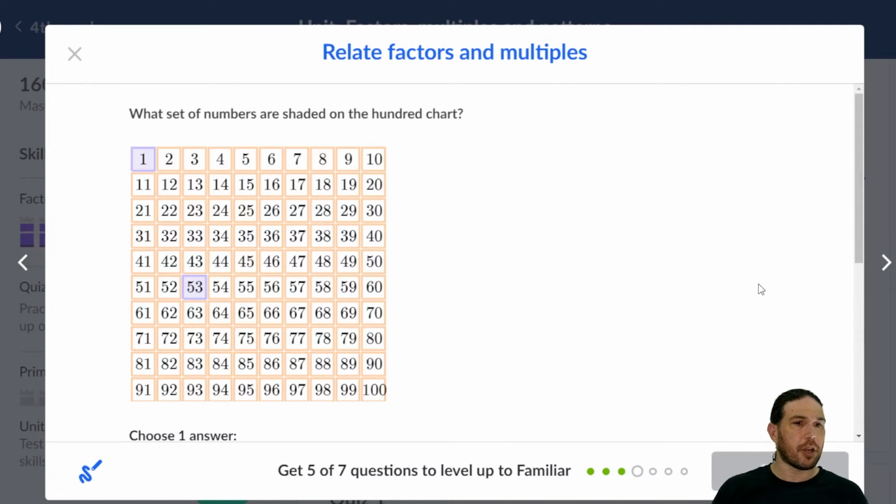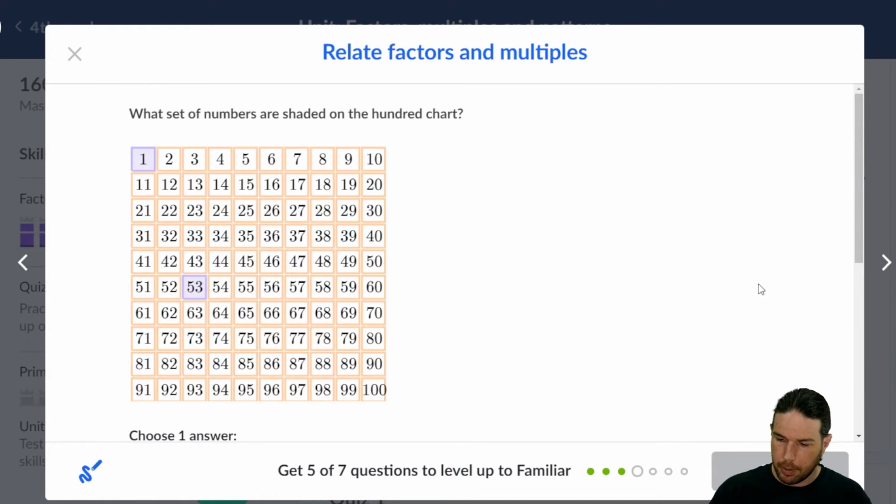What set of numbers are shaded on the 100 chart? Well, the fact that 1 is shaded automatically makes me think that these are probably factors. And looking at 53, I don't know for sure off the top of my head, but I think 53 might be a prime number, which would make sense.